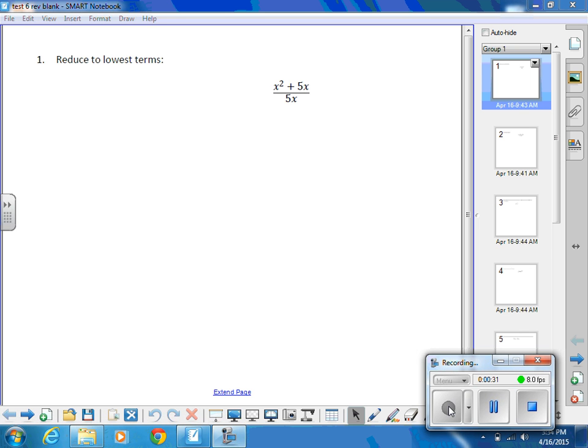With rational expressions, what we're usually doing is multiplying, dividing, adding, subtracting, reducing, and then we do a little bit of solving later on, okay? But right now, let's get started with reducing this to lowest terms. In this case, we notice that all of these have an x in common. Not all of them have a 5. Two of them have a 5, but not all of them do. So let's factor out what they have in common.